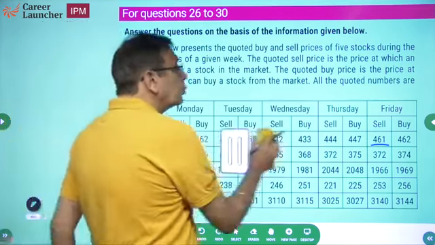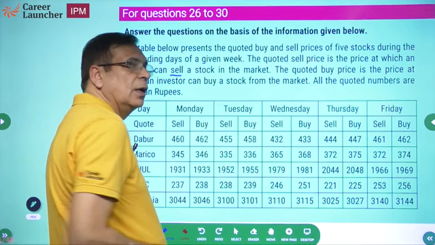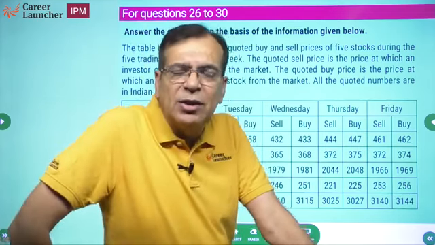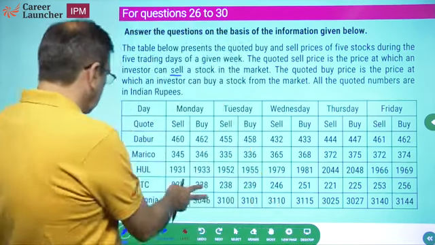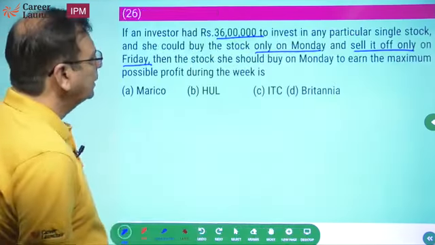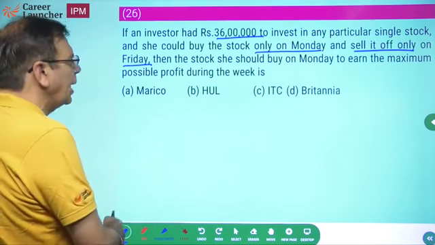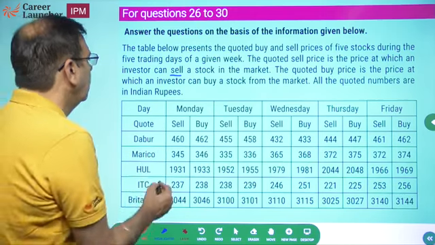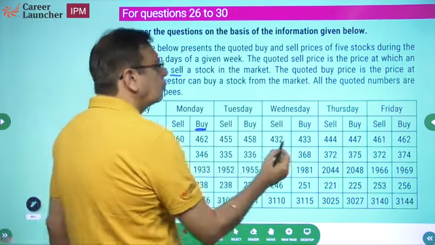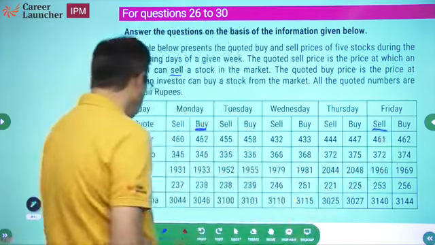So what you should do is don't worry about 36 lakhs. Just look at the percentage change. Whichever will have the highest percentage change will give you the highest amount of profit. Okay. So let's look at the choices. Monday to Friday, we need the Monday buy and Friday sell. Marico, HUL, ITC, Britannia. So Dabur we don't know. So Monday you will buy, Friday you will sell. Okay.